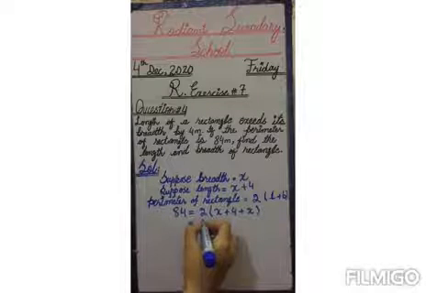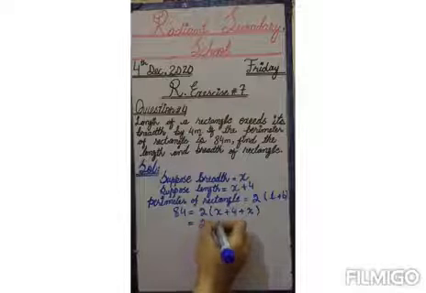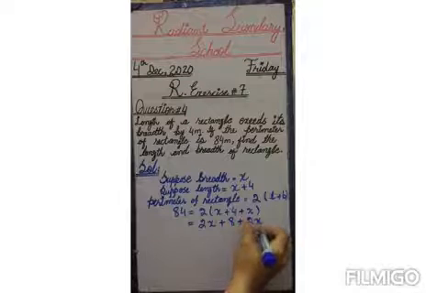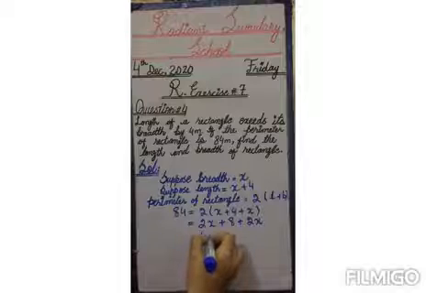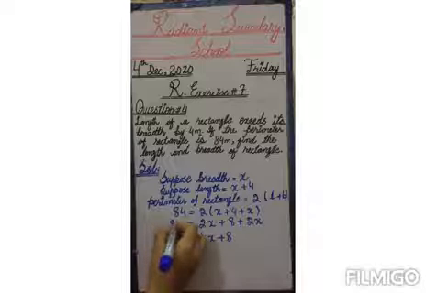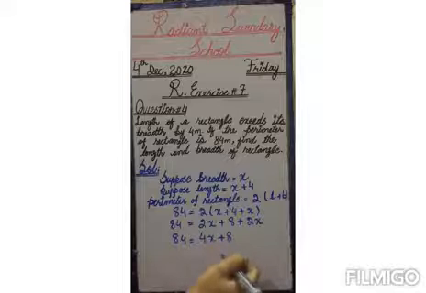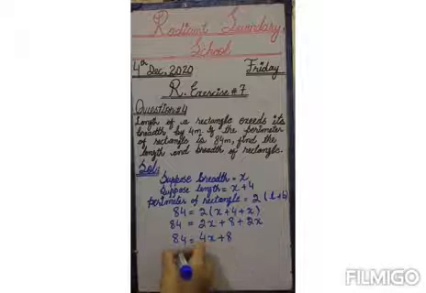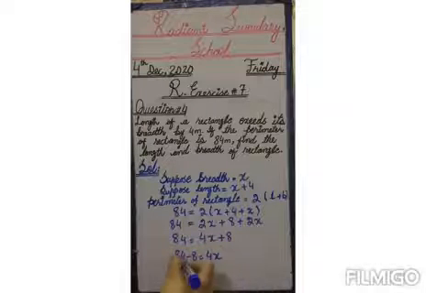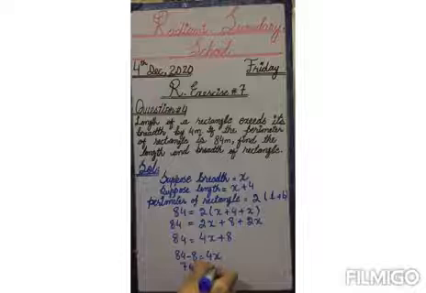Now multiply it inside the bracket. 2 into x is equal to 2x, plus 2 into 4 is equal to 8, plus 2x. Now 2x plus 2x will be equal to 4x plus 8. Now 84 will remain on this side of the equation. 4x plus 8, I will move 8 to the other side of the equation. It will become 4x. Now class, 84 minus 8 is equal to 76 and it is equal to 4x.